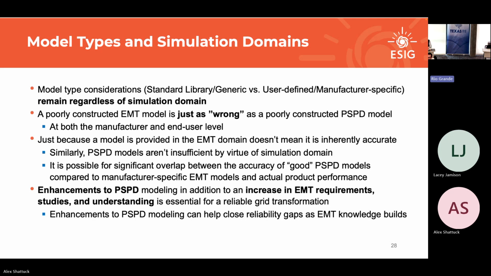The predisposition, again, is for most folks to think of EMT as being the real detailed, highly accurate simulation domain. So very often in the EMT world we're expecting a real code, highly accurate model. But you may also see generic models, standardized models in the EMT space, and for the reasons we talked about before.